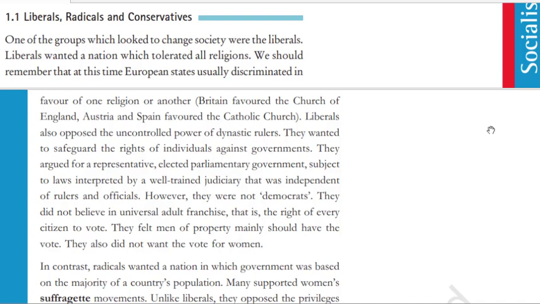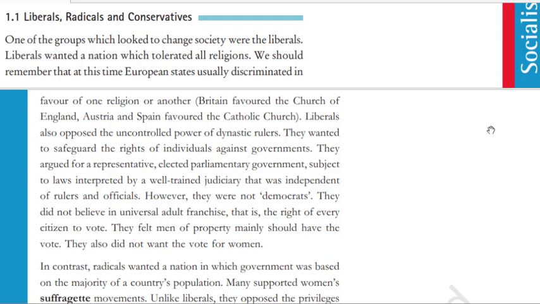They argued for a representative, elected parliamentary government, subject to laws interpreted by a well-trained judiciary that was independent of rulers and officials. However, they were not democrats. They did not believe in universal adult franchise, that is, the right of every citizen to vote. They felt men of property mainly should have the vote. They also did not want the vote for women.